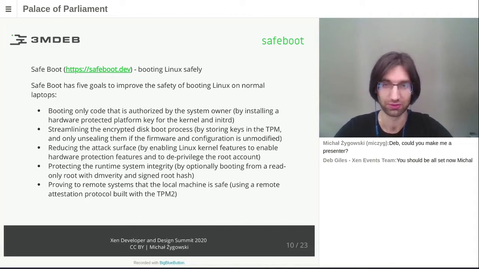Safeboot also focuses on reducing the attack surface. For example, by protecting the disk contents encryption, we have dm-verity, we have LVM also in place. Everything just to reduce the risk of attack even from a person with root privileges. And we prove to the remote attestation systems that the local machine is safe using a remote attestation protocol for the TPM2.